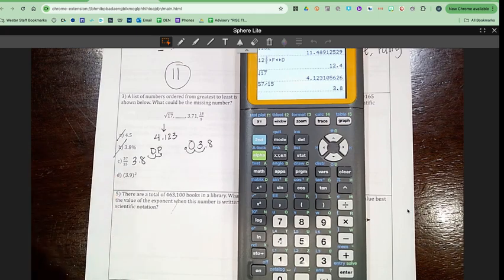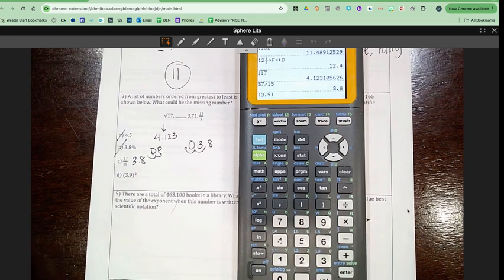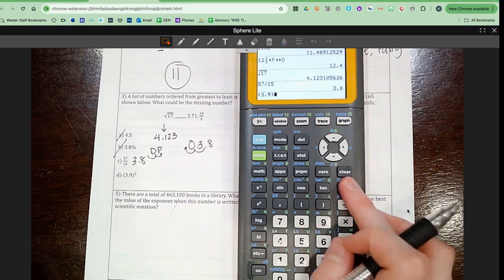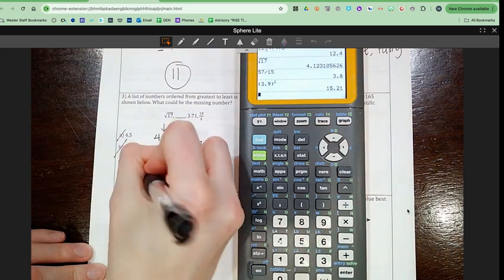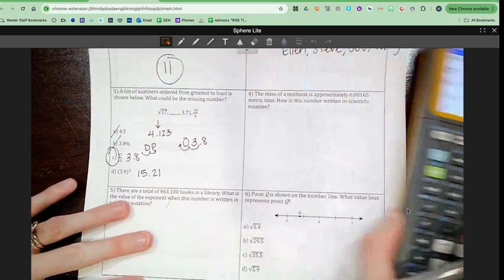I'm going to check D out just to be sure. I'm going to type it exactly as it is written. So parentheses 3.9, and then we're going to do our squared. So to get an exponent, you're going to use this caret button that's underneath clear. Squared, that is 15 and 21 hundredths. Well, C is the best option because it fits between those.